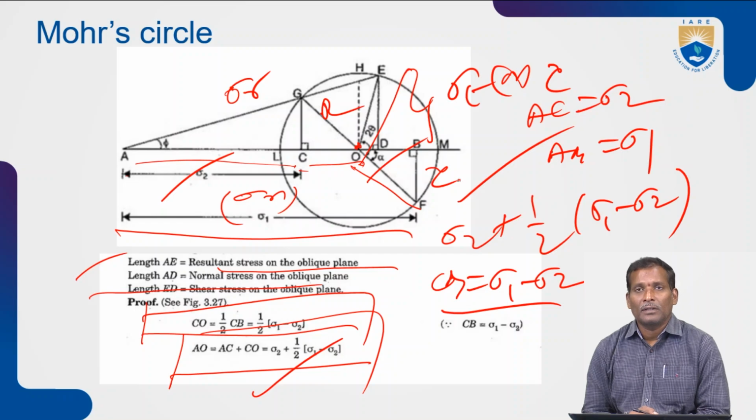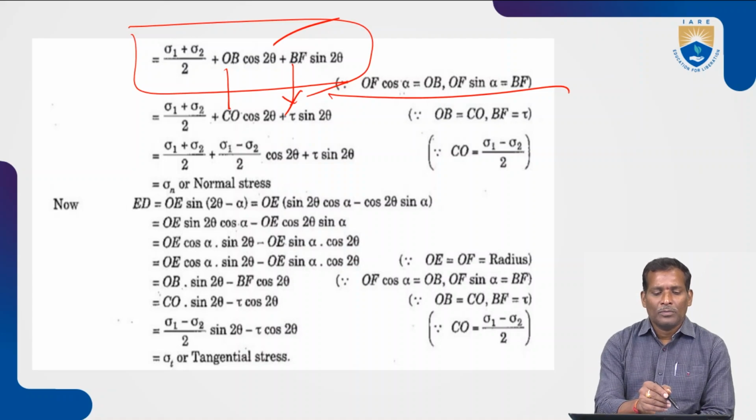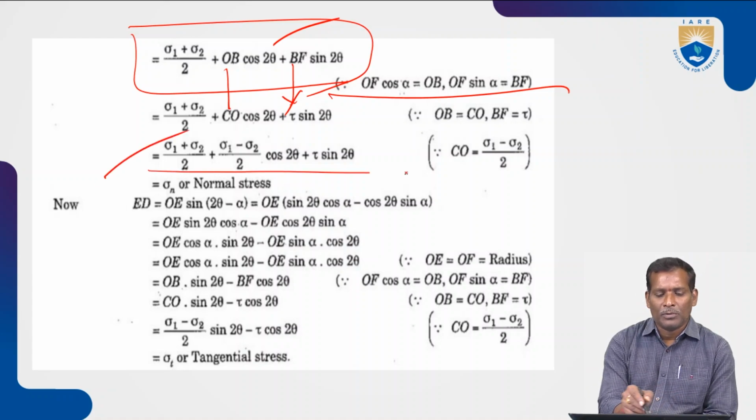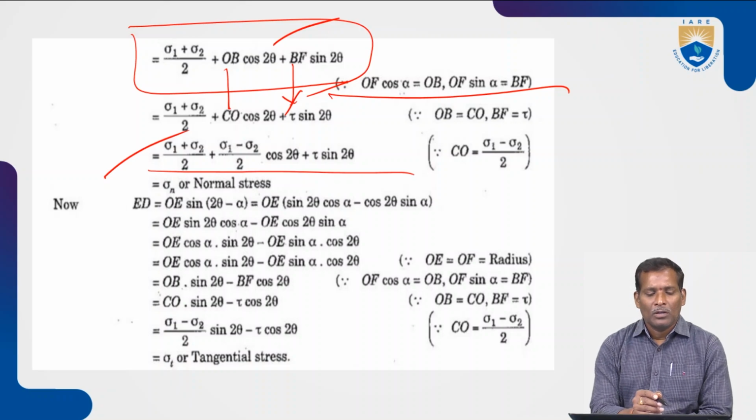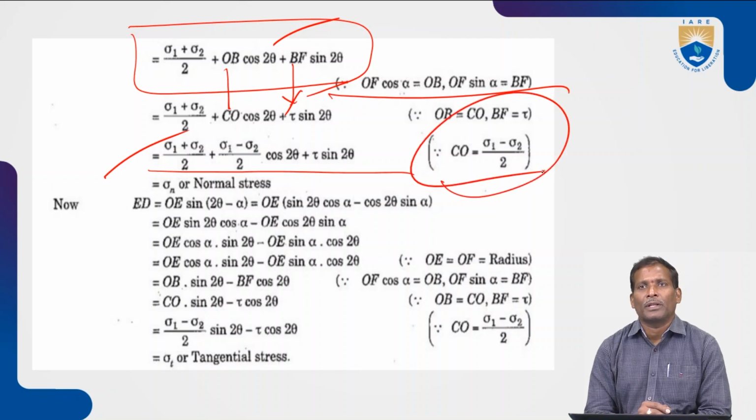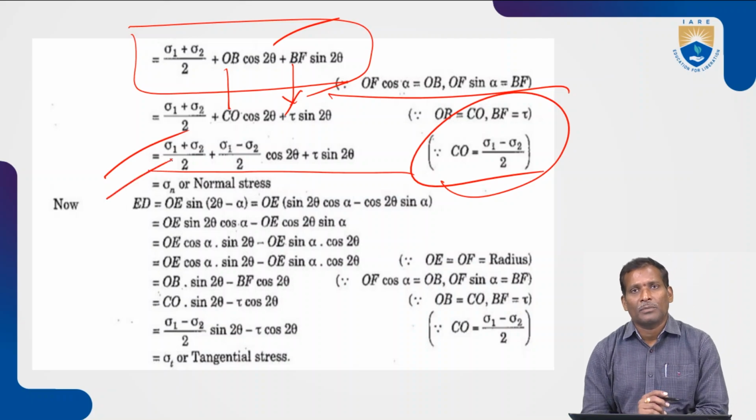You can write tau. So now sigma 1 plus sigma 2 by 2 plus sigma 1 minus sigma 2 by 2 cos 2 theta plus tau sin 2 theta. So why? Because the CO is sigma 1 minus sigma 2 by 2. Now substitute and then simplify, you will get sigma n, that is normal stress.